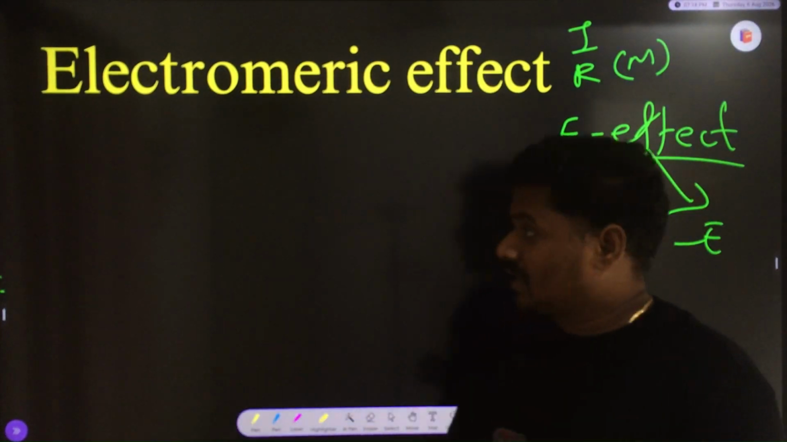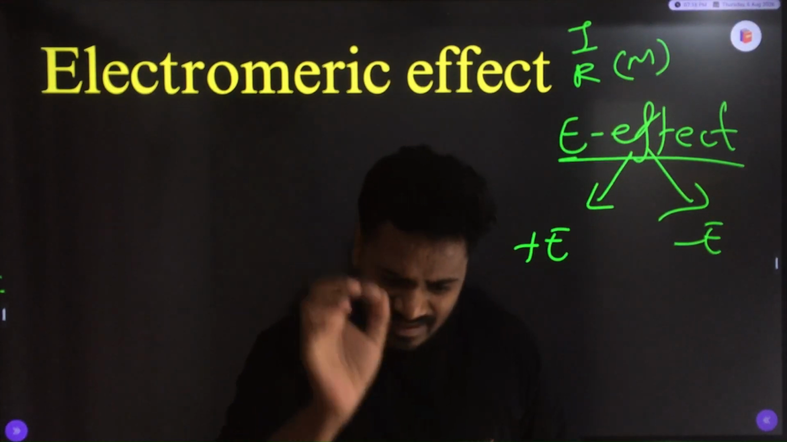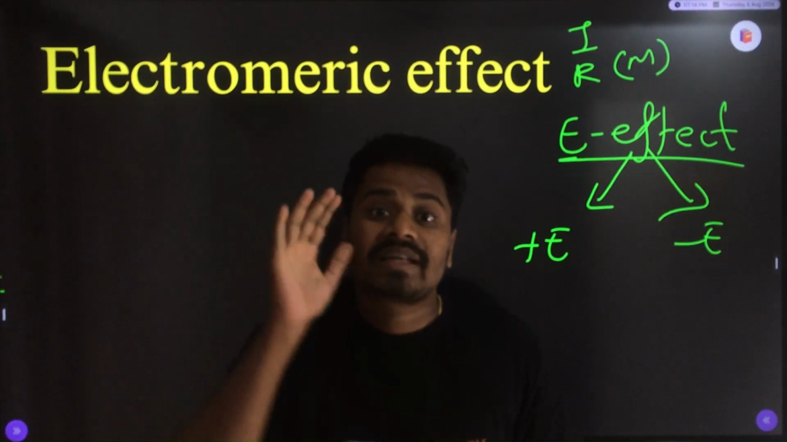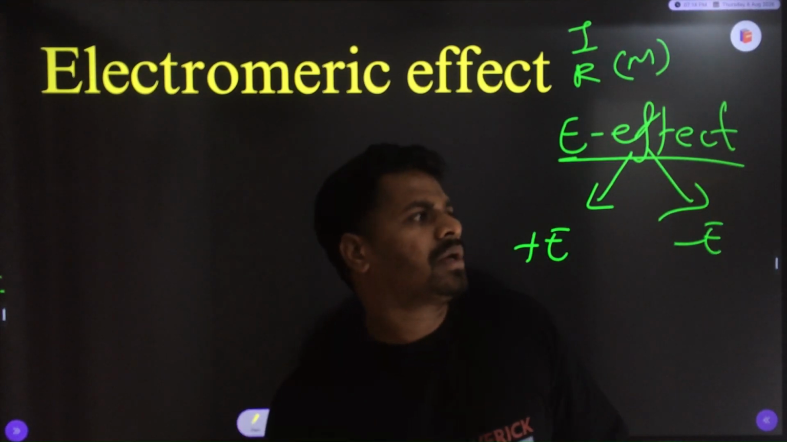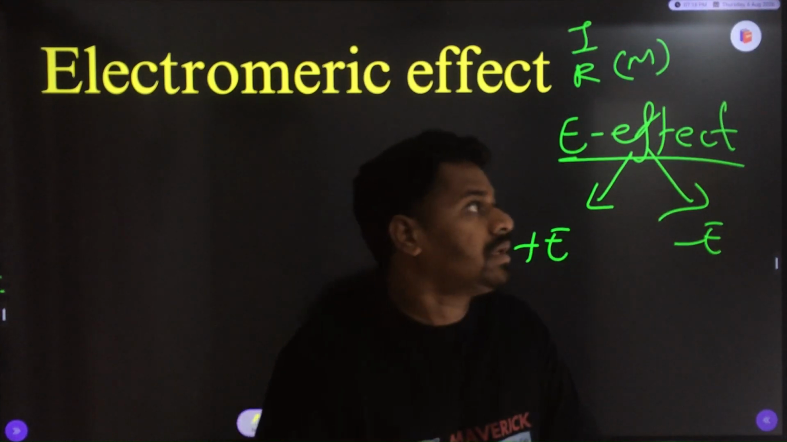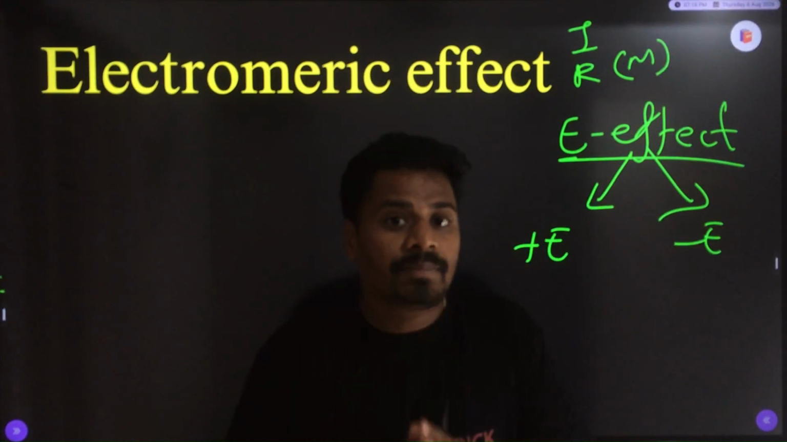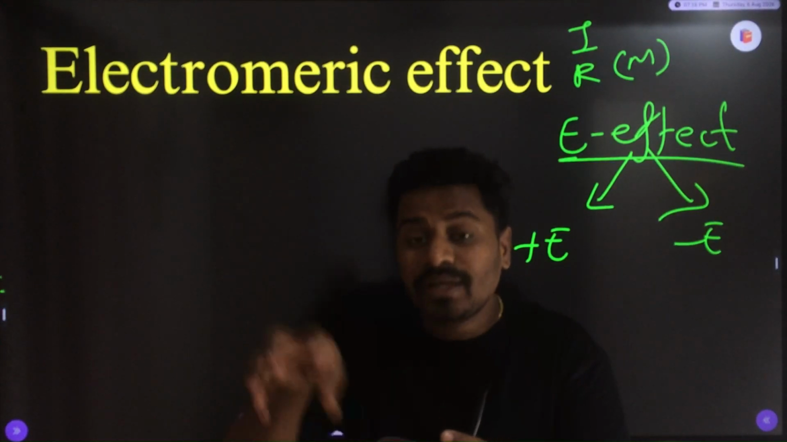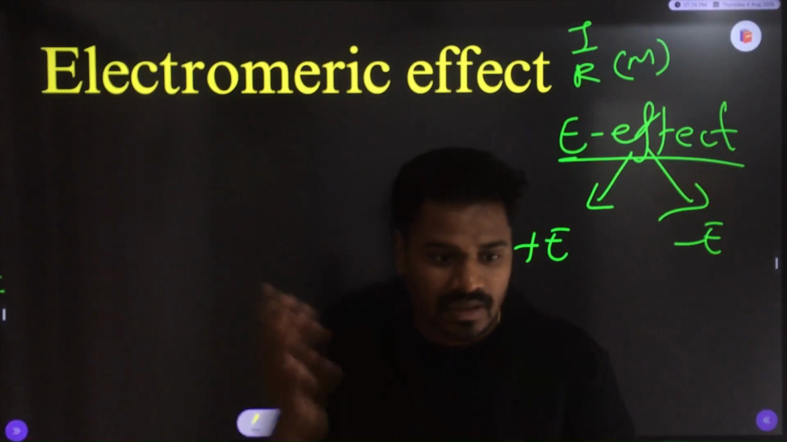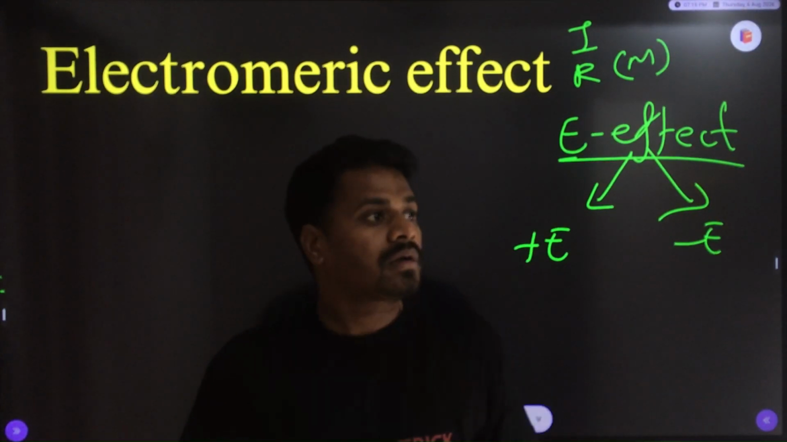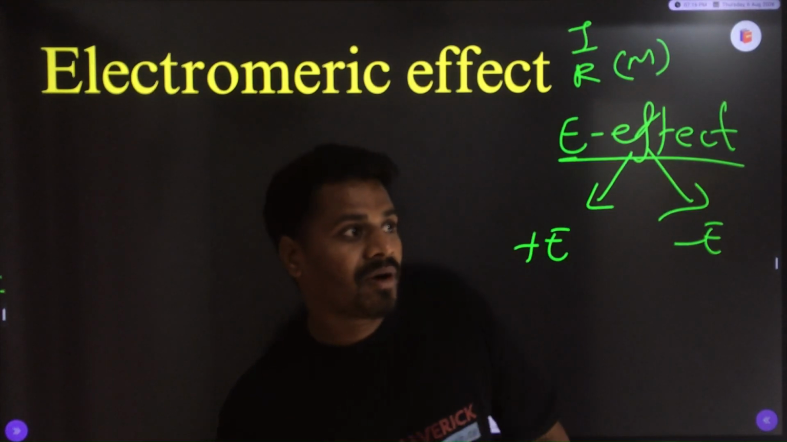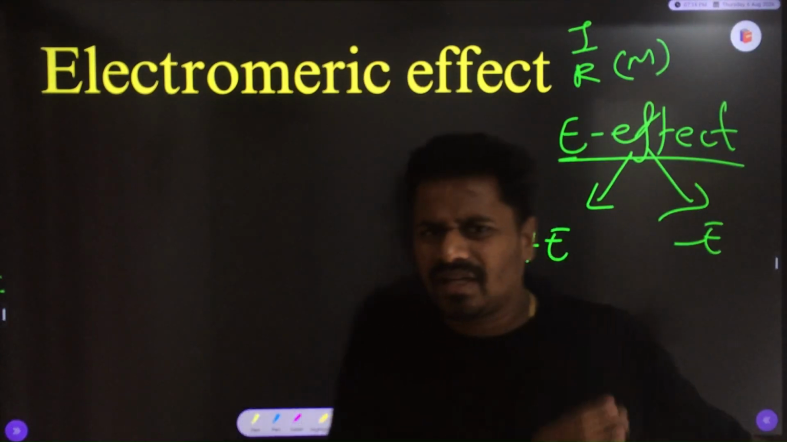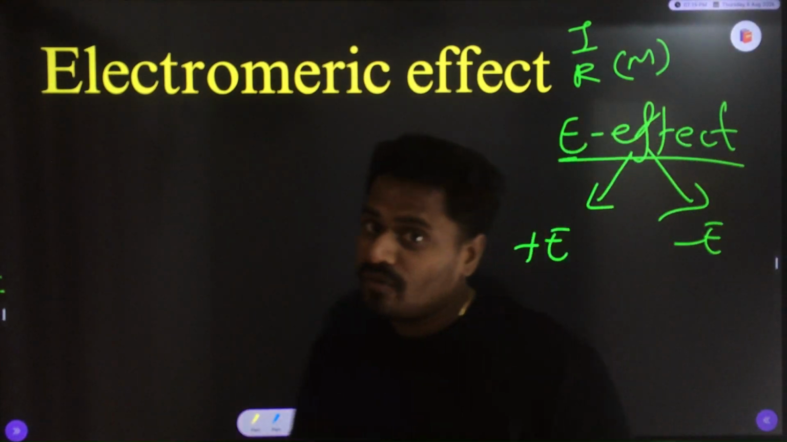So the first thing is two important points. Just remember these points. The first point: this effect is temporary. The inductive effect is permanent. Now the second point: this effect happens only on molecules containing multiple bonds, a double bond or triple bond. The inductive effect will happen in a single bond, double bond, or triple bond, whatever. Okay, you just leave it. Just remember only these two points for this effect.